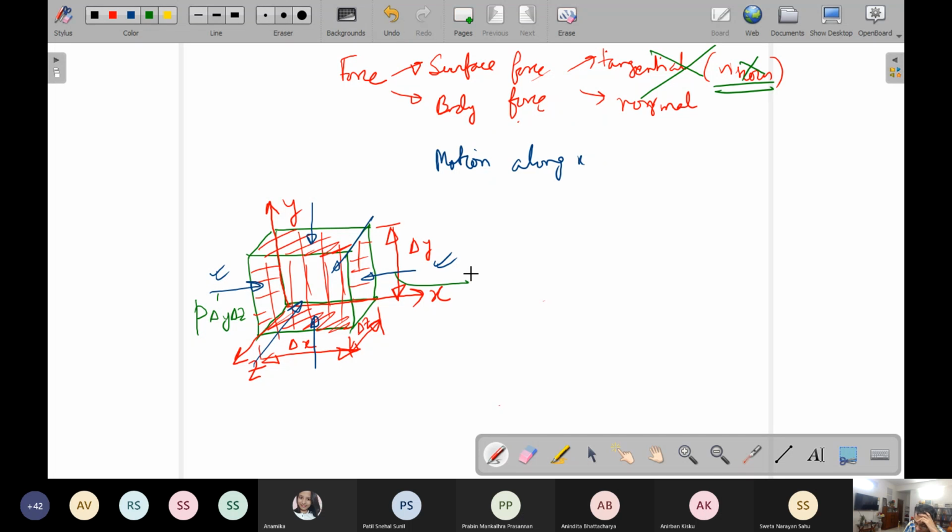What is the force due to pressure here? If the pressure at the left face is P, then the pressure at the right face is whatever is given by the Taylor series expansion with pressure as the function. So if we consider the variation of pressure along x, we have just written the first order term and not the higher order terms. So this is the Taylor series expansion of pressure, which shows clearly the role of the gradient of pressure along a certain direction. The area remains the same.